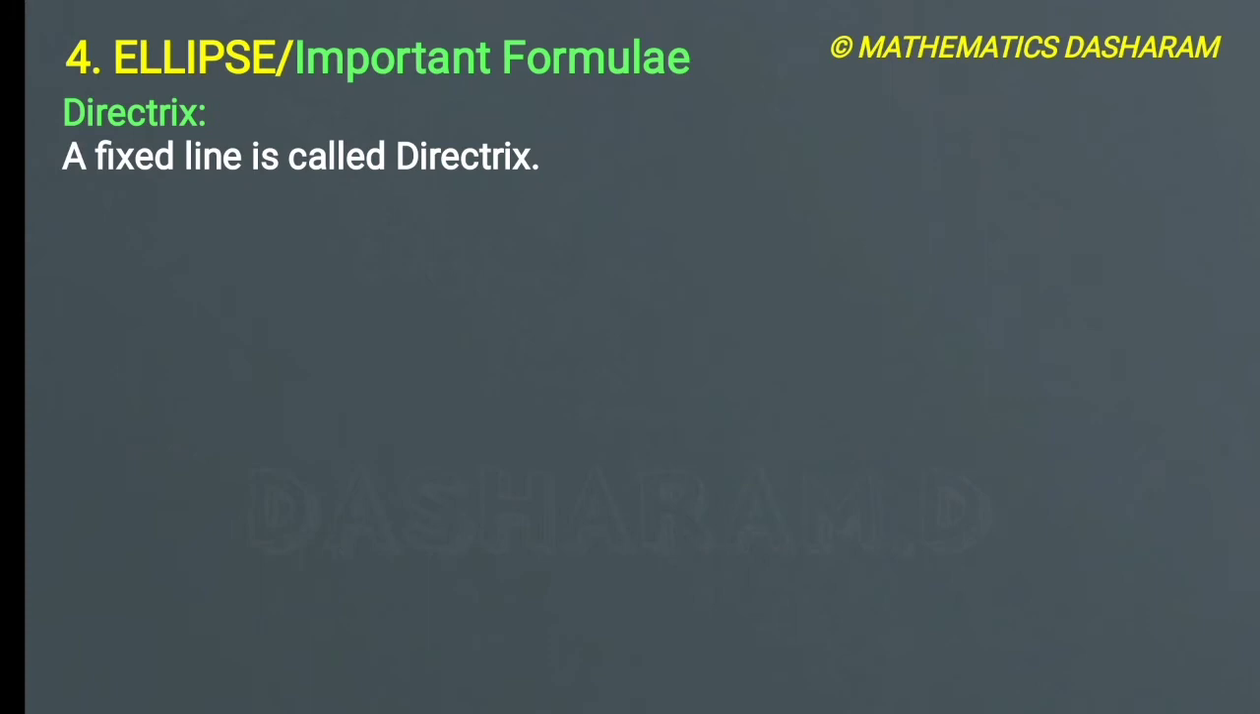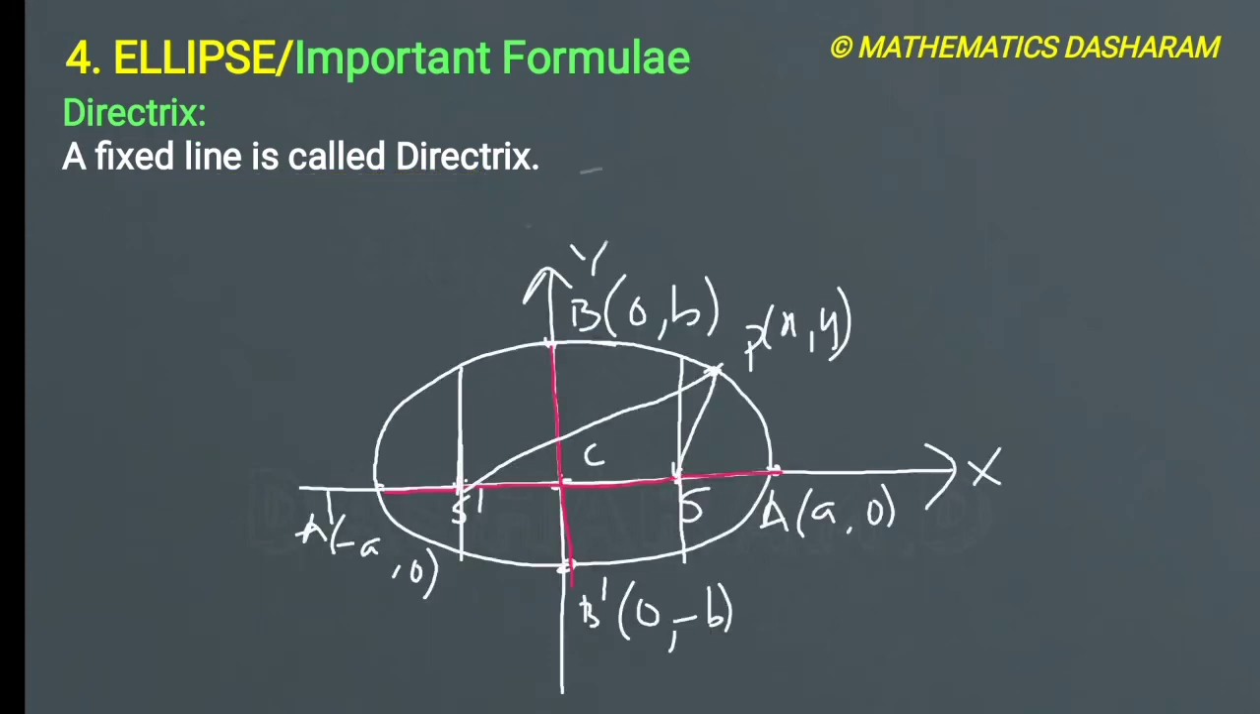The next definition is directrix. A fixed line is called a directrix. So for example, here on the left side we can draw one fixed line, and on the right side also we can draw one fixed line. So these two fixed lines are called directrices.